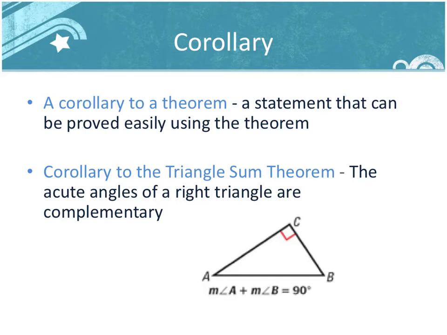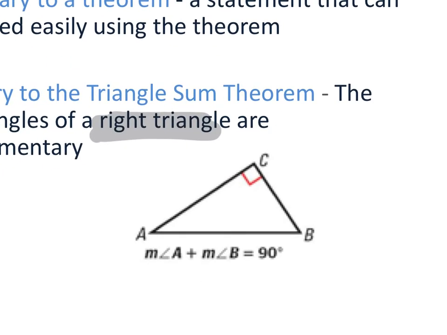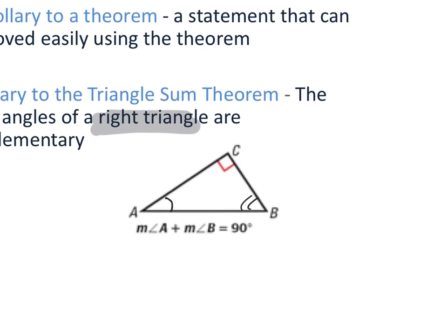So one of the corollaries we're going to learn is a corollary to the triangle sum theorem. We already know that the three angles in a triangle add up to 180. Here's a little added thing that you can add on to that. It says that the acute angles of a right triangle are complementary, meaning that the measure of angle A plus the measure of angle B is equal to 90 degrees.